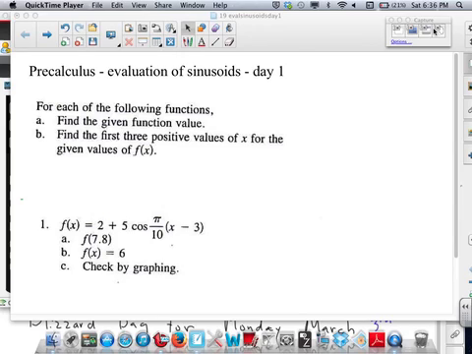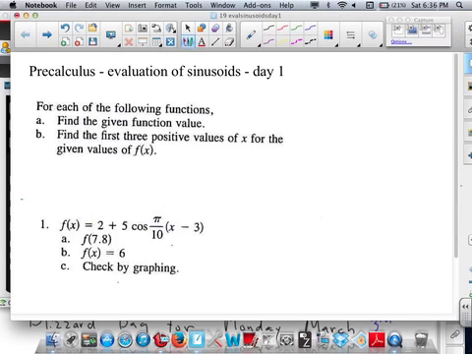Okay, take a look at the problem. Here are the instructions. Find the given function value and find the first 3 positive values of x for the given values of f of x. One of these questions is very easy, and it's the first one. Find f of 7.8. This is our first one right here.